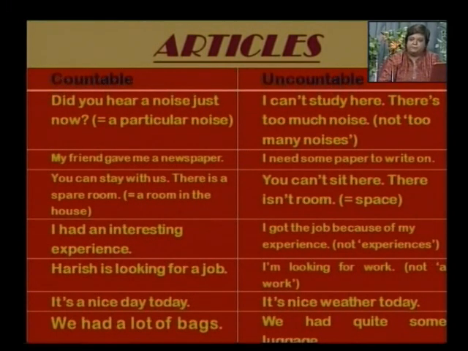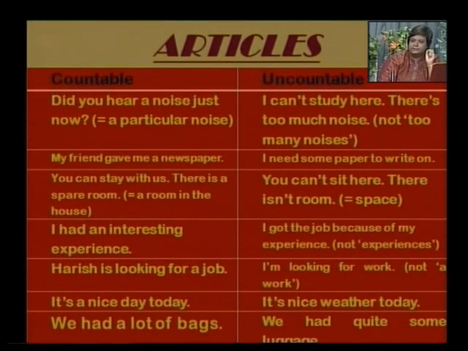Third દાખલા ઉપર આવીએ. The third sentence in your countable category. You can stay with us. There is a spare room. તમે અમારી સાથે રાત રોકાઈ શકો છો. એક સ્પેર, એક્સ્ટ્રા ઘરમાં રૂમ છે. Alright, there is a spare room. That means બ્રેકેટમાં શું એક્સપ્લેનેશન આપેલું છે? A room in the house. So the room here becomes a countable noun. બરાબર? હવે રાઇટ હેન્ડ કોલમમાં સેમ સેન્ટેન્સ જોઈએ.